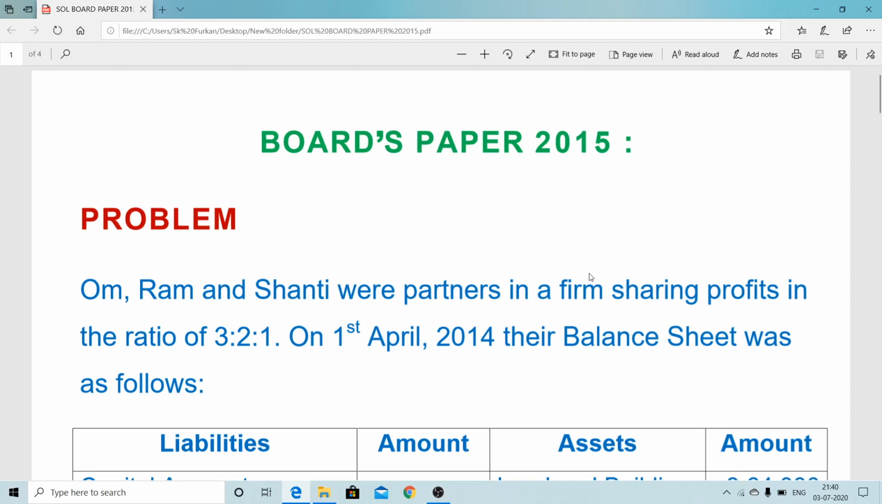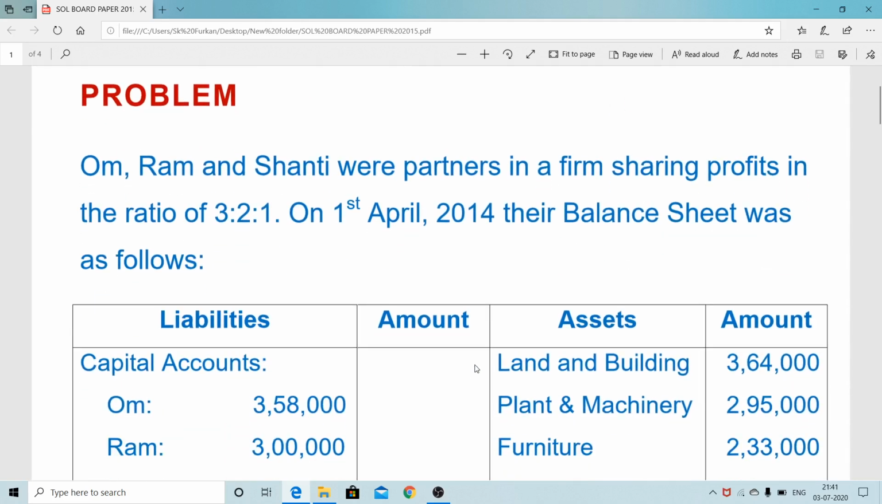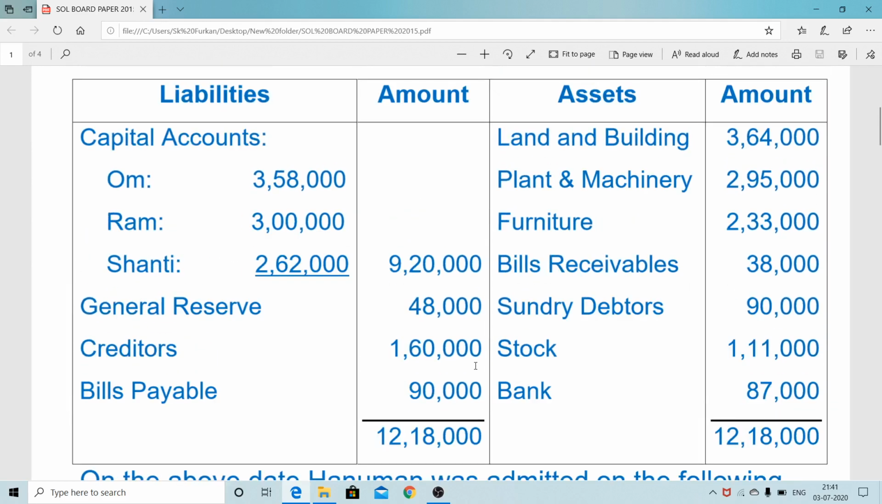In these cases we have to consider 4 partners, 3 old partners and 1 new partner, that is the incoming partner. This is the problem. Om, Ram and Shanti were partners in a firm sharing profit in the ratio 3:2:1. It does mean 3/6 of Om, 2/6 of Ram, 1/6 of Shanti. And on 1st April 2014, their financial position, that is their balance sheet, was as below.